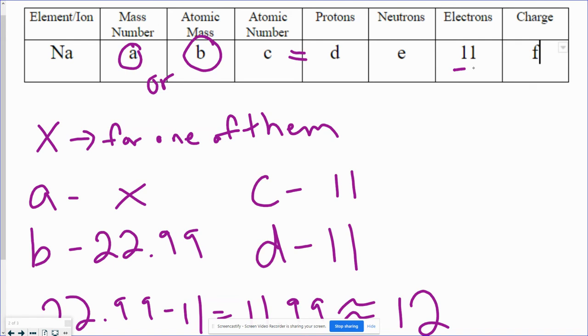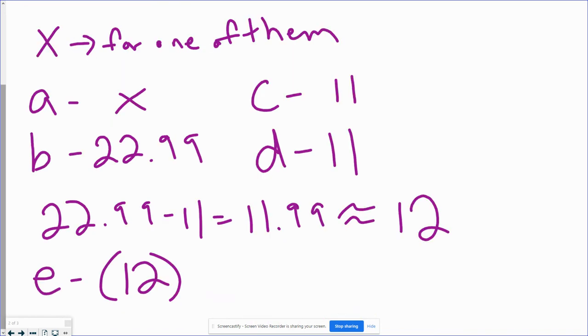Our final one is going to be charge. Notice how they said that we have 11 electrons. The fact that it says that we have 11 electrons tells me that we're neutral. If I have 11 protons, which are positive, and 11 electrons, which are negative, F, which would be charge, would be a 0. And that's how you would do one where it was given to you the element or ion.